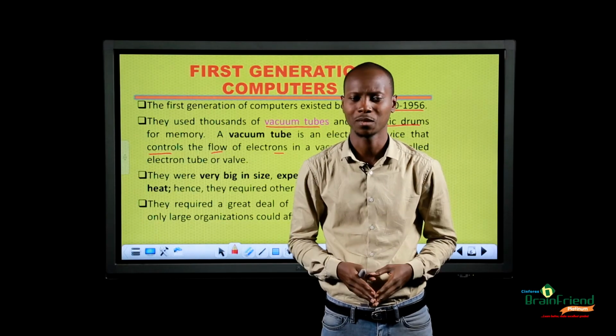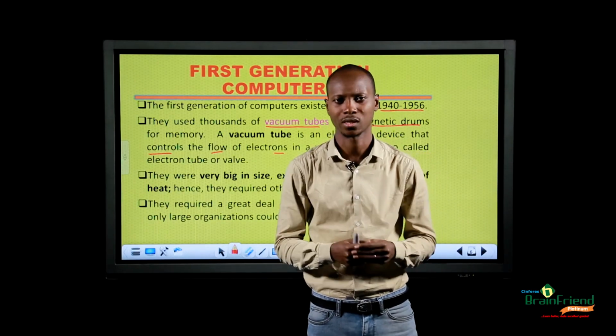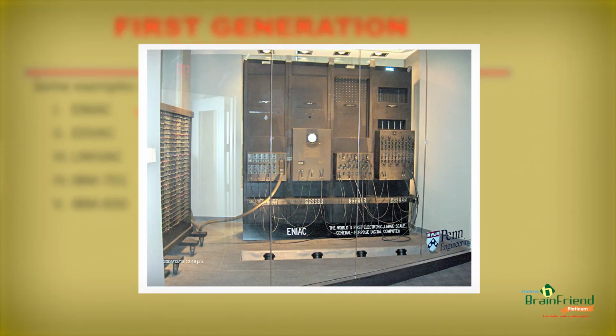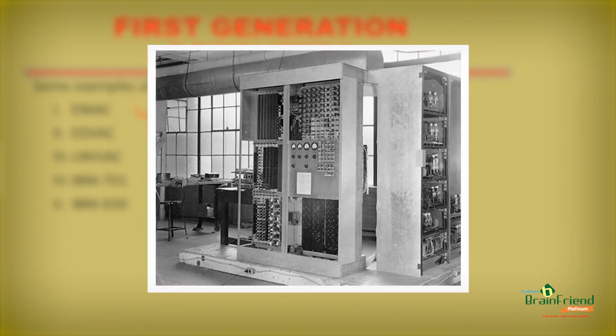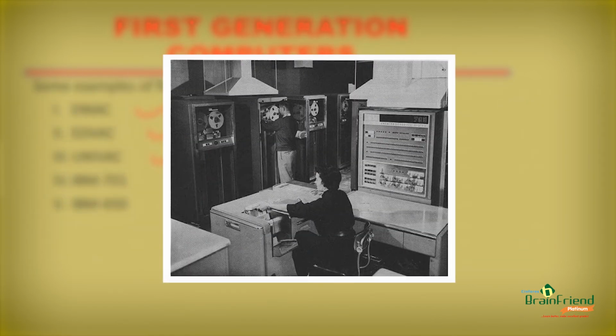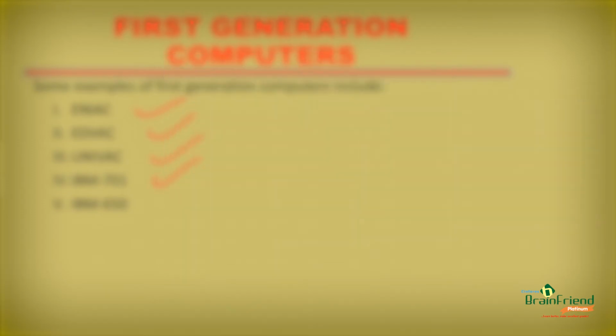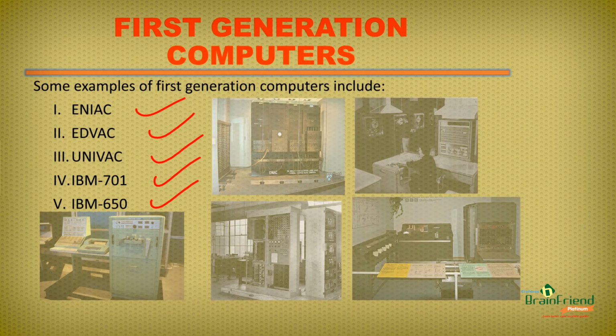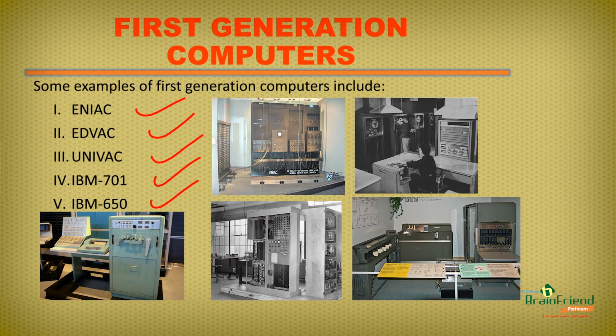Now, let's see some examples of the first generation computers. Some examples of first generation computers include the ENIAC, the EDVAC, the UNIVAC, the IBM 701, and finally, the IBM 650. These are some of the examples of the first generation computers. Now, let's move on to look at the second generation of computers.